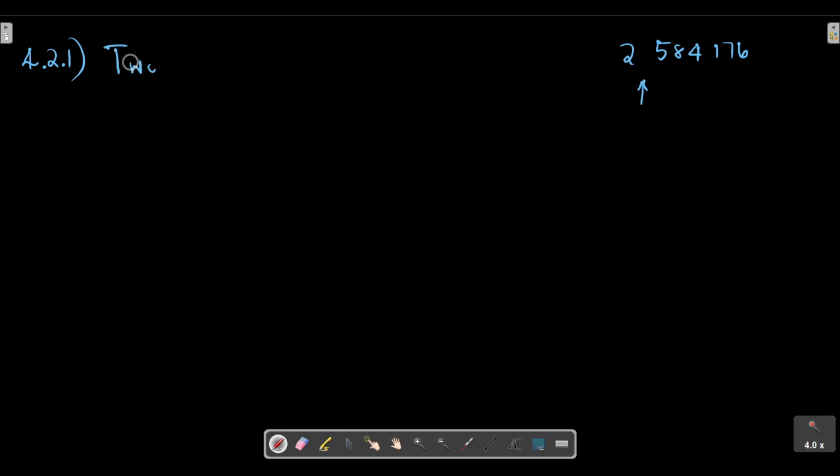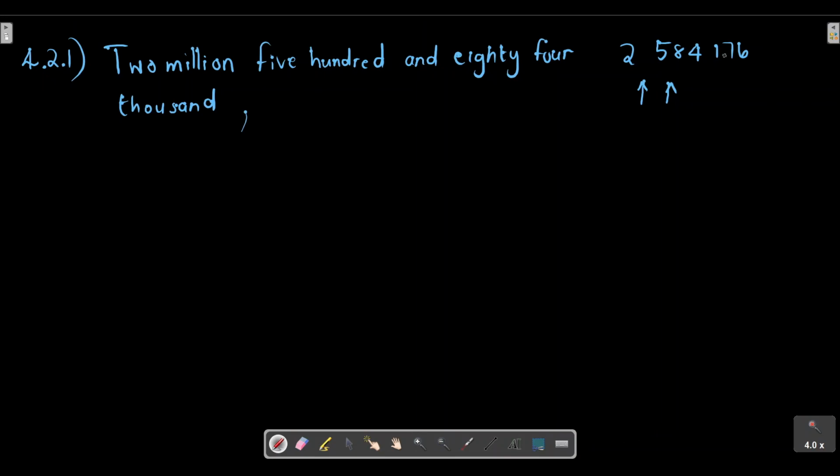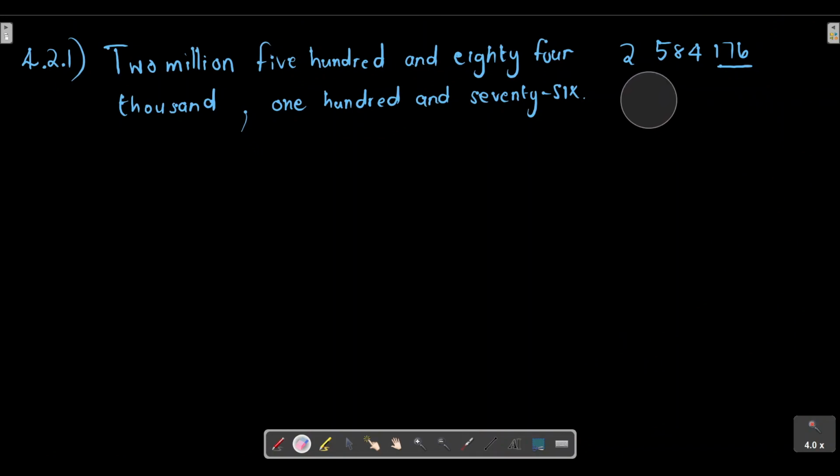Okay, 2 million. Then 584,000. Okay, what's left? 106. So we've written the total number of vehicles sold in America in words. I've just put this part here so that we have a place of reference so that we don't make any mistakes. All right, let's have a look at the next question.